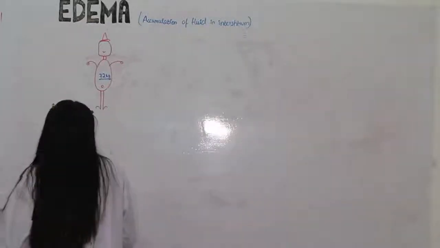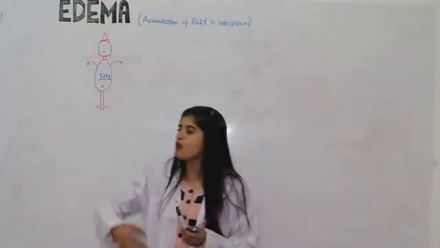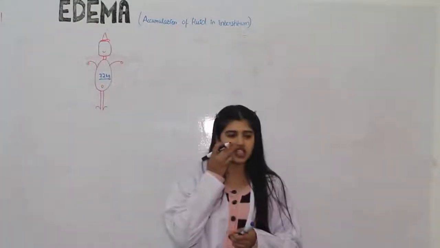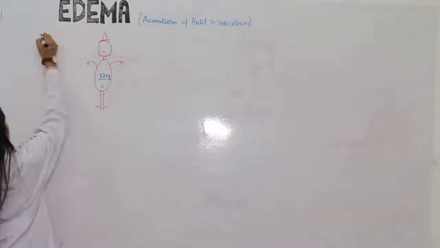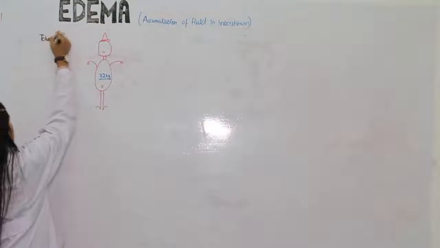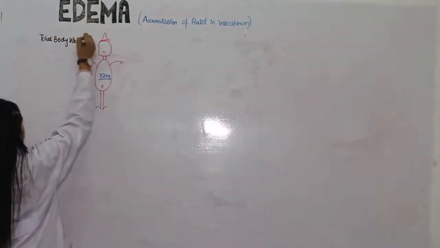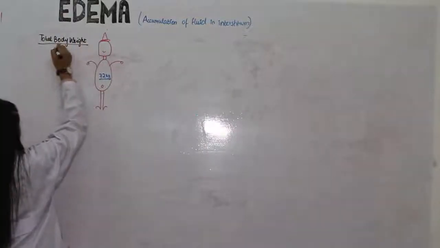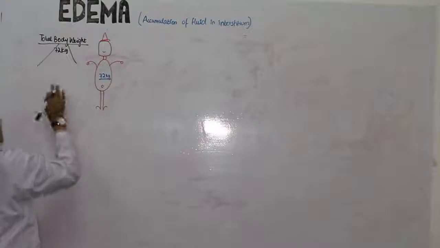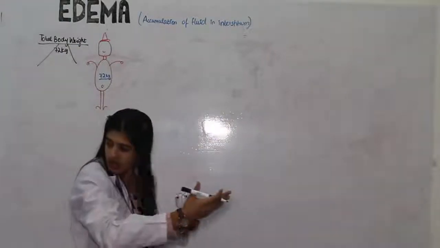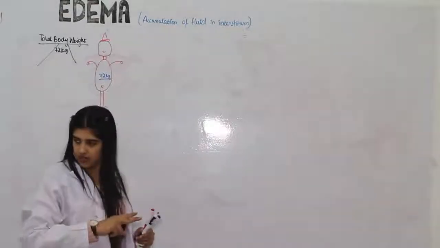So let me explain in a better way how we divide the fluid compartments, how we divide the interstitial space, and how we divide the other stuff. So let's suppose we have the total body weight. How much? 72. He has a 72 kg body weight. And we have to consider two things: the dry weight, which is not the fluid, and the other is the fluid.